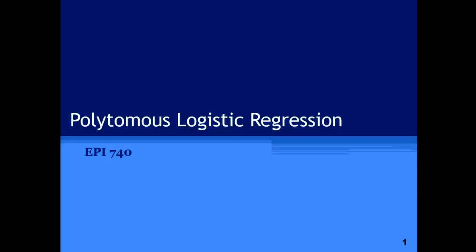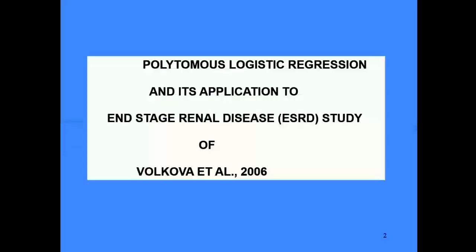So what's Polytomous Logistic Regression? Okay? It has to do with the situation. Up until now, we've been talking about binary logistic regression, meaning the outcome variable has only two possible choices. You either have it or you don't have it. When you're talking about polytomous logistic regression, the outcome could have more than two categories. Not just two categories, it could have more than two categories. So polytomous, more than two categories.